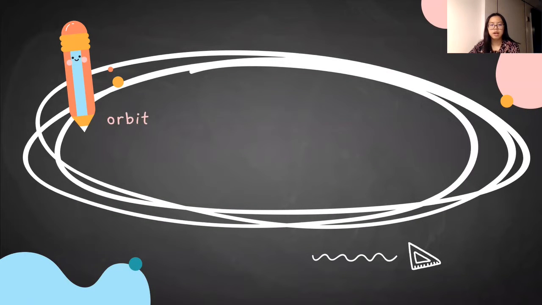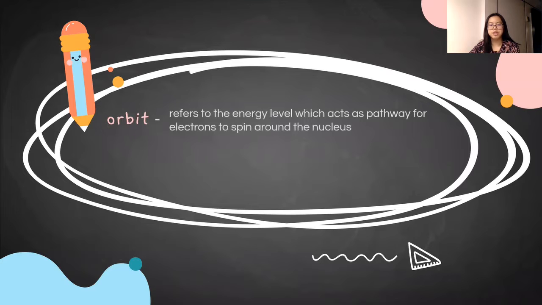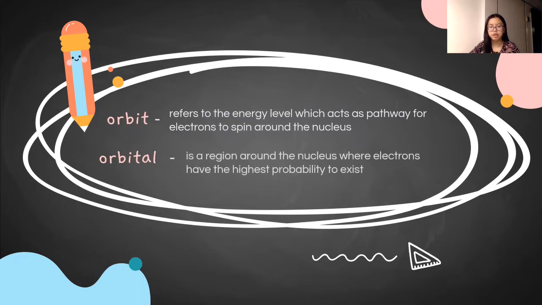So orbit. Orbit refers to the energy level which acts as pathway for electrons to spin around the nucleus. Orbital. Orbital is a region around the nucleus where electrons have the highest probability to exist.